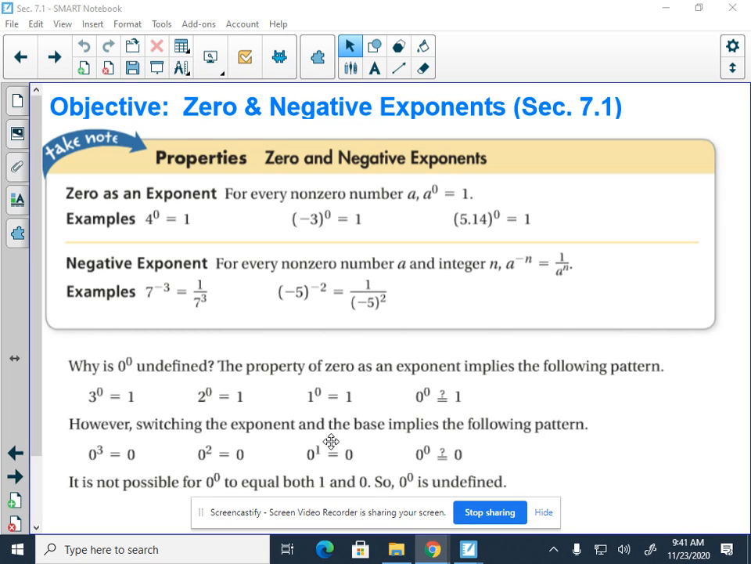All right. We have a new chapter, section 7.1, zeros as exponents. Those working at home, you're going to want to pause the video, but some examples.